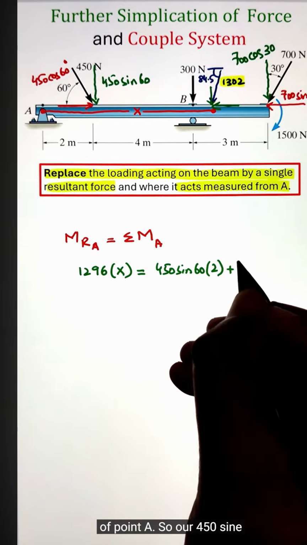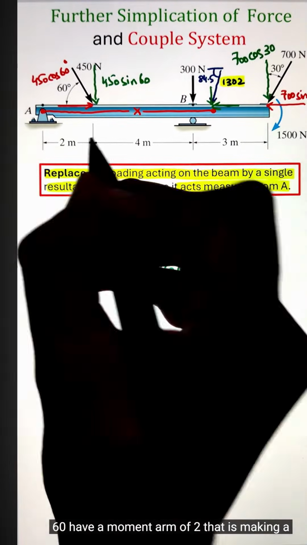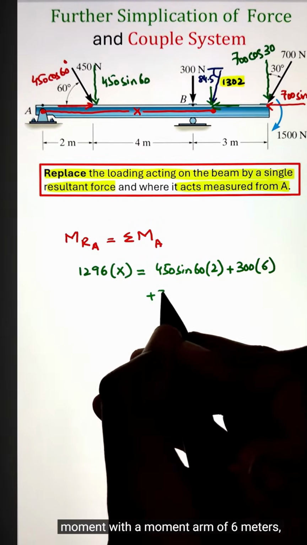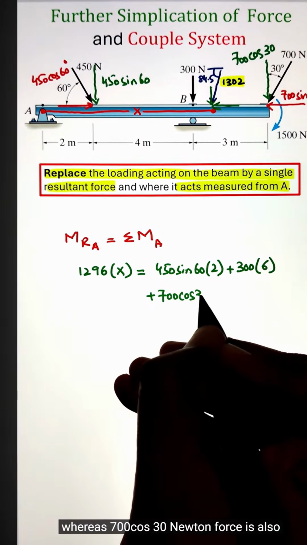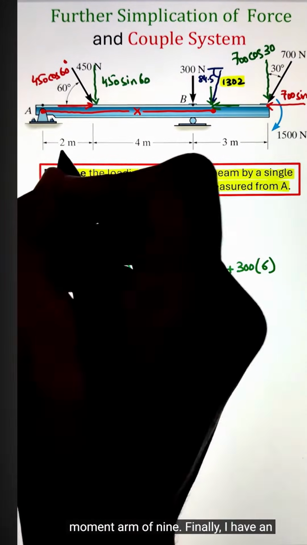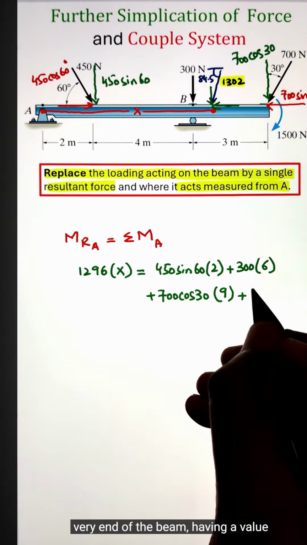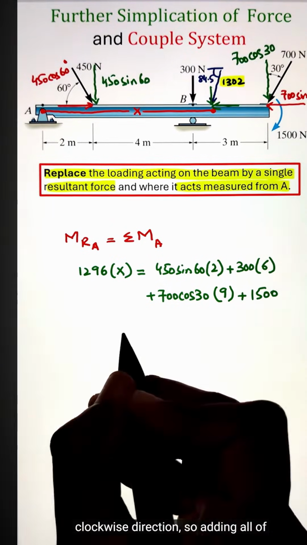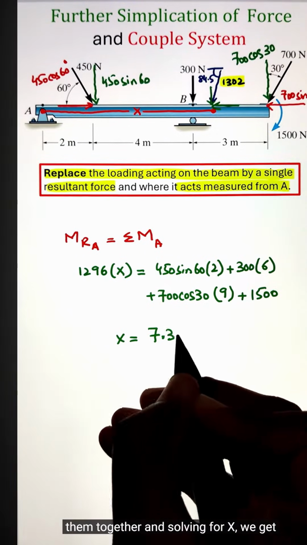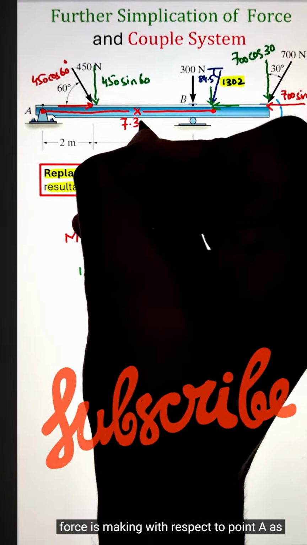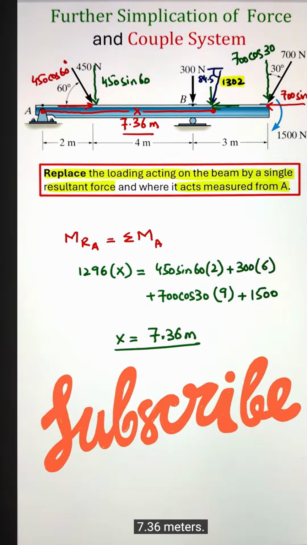So our 450 sine 60 has a moment arm of 2 that is making a clockwise moment. Similarly, the 300 Newton force is also making a clockwise moment with a moment arm of 6 meters, whereas the 700 cos 30 Newton force is also making a clockwise moment with a moment arm of 9. Finally, I have an external couple moment acting at the very end of the beam, having a value of 1500 Newton meter, also going in the clockwise direction. So adding all of them together and solving for x, we get our final value of the position our resultant force is making with respect to point A as 7.36 meters.